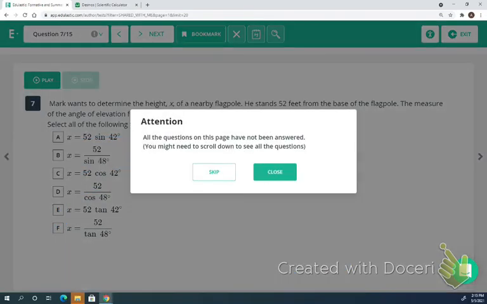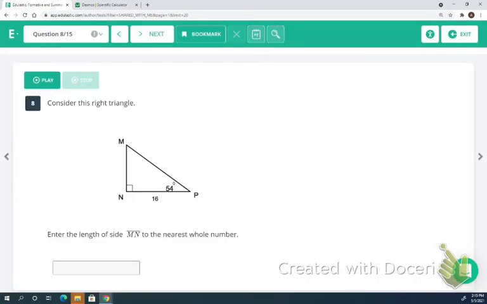All right, let's keep going. This one's very similar to question number 6 here, so I'm going to keep going.